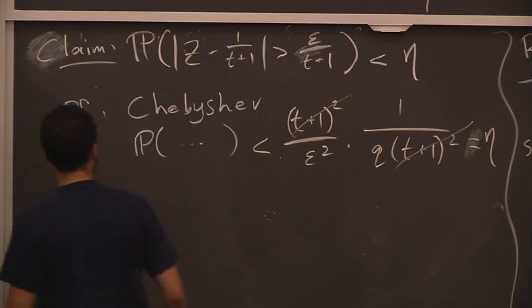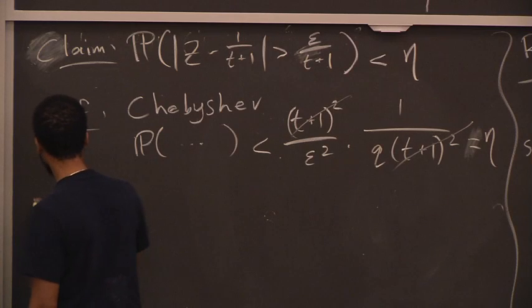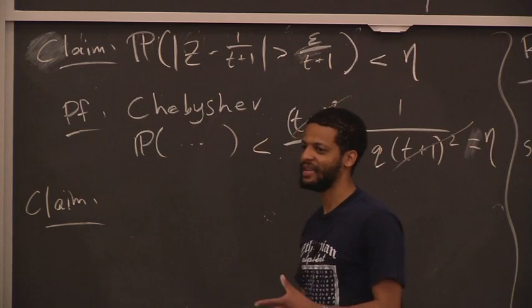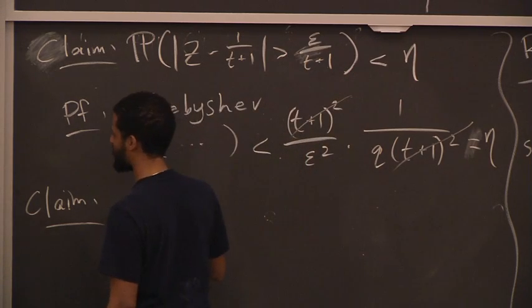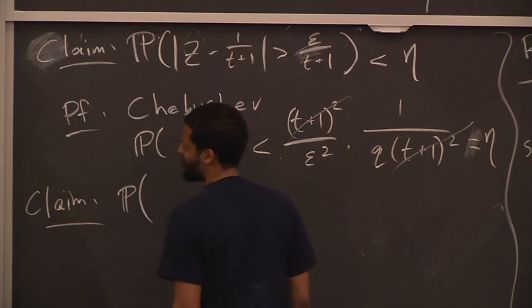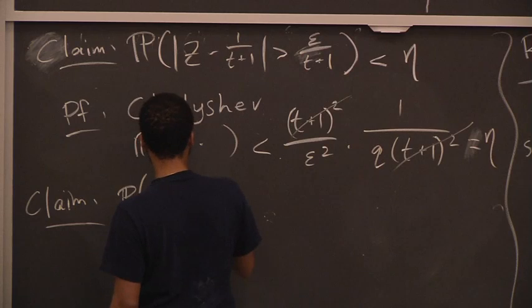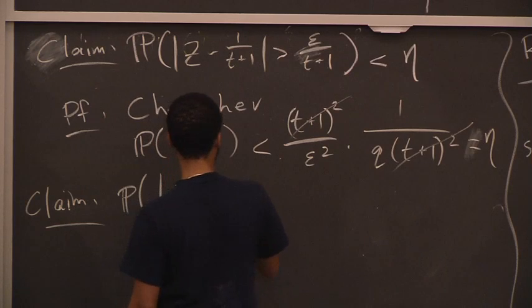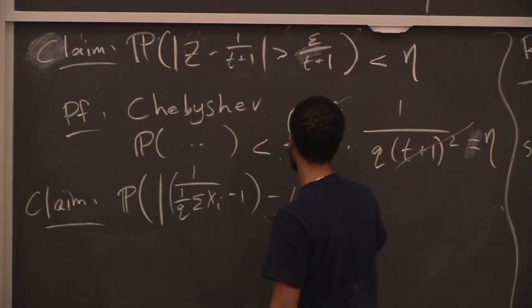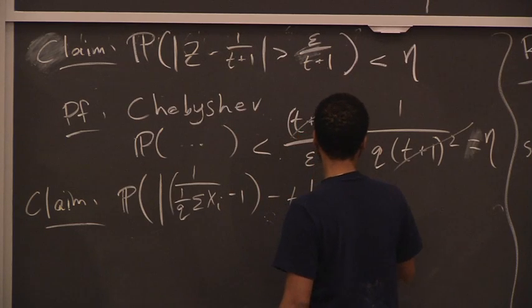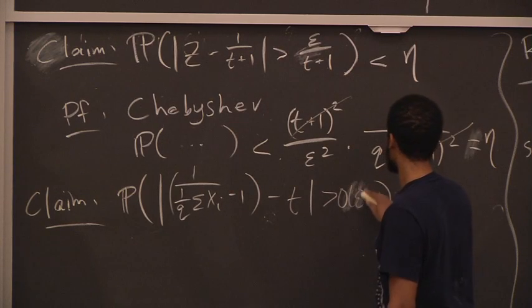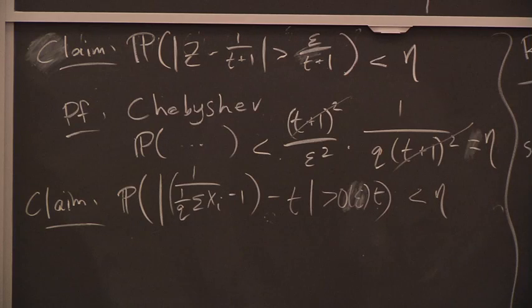So now, just to put you at ease, the claim is that the probability that 1 over q of the sum of the xi's, minus 1, the probability that our estimator deviates from t by more than epsilon t, is at most eta. Maybe I'll lose a constant factor in the epsilon. I see. So it may not be right in expectation, but it's close with that probability. Yeah, and that's all I care about anyway.